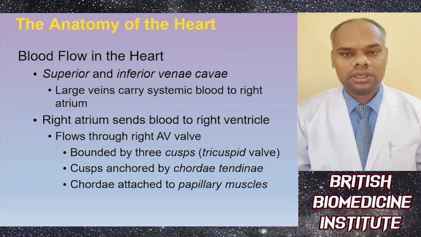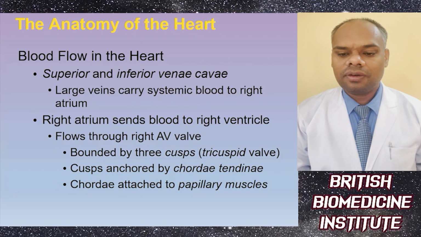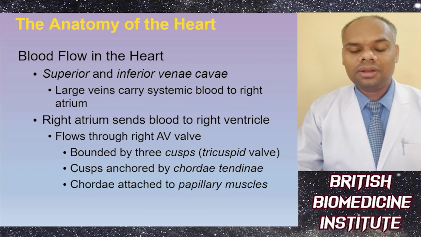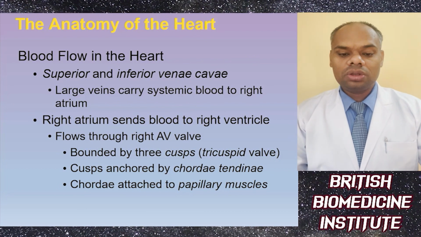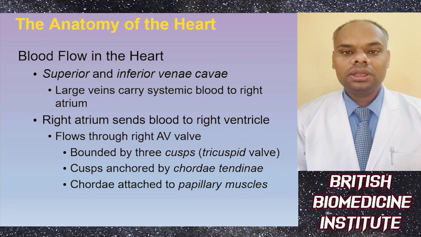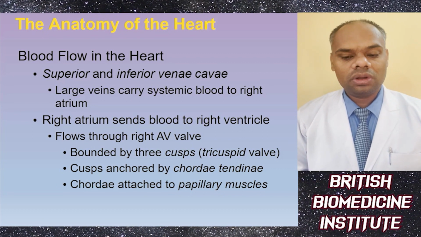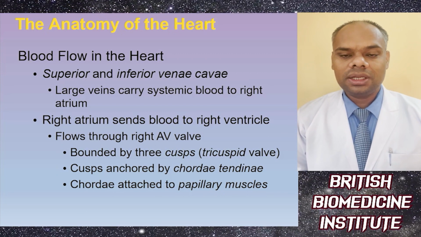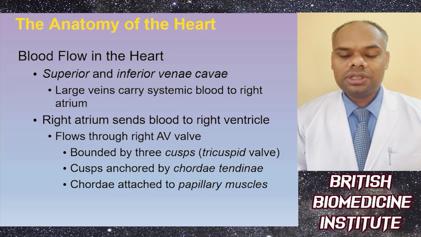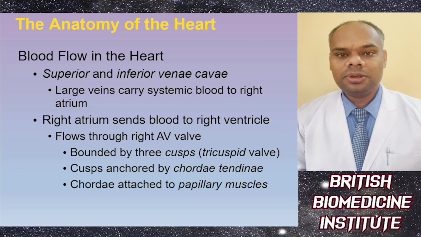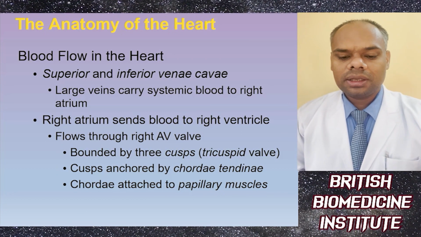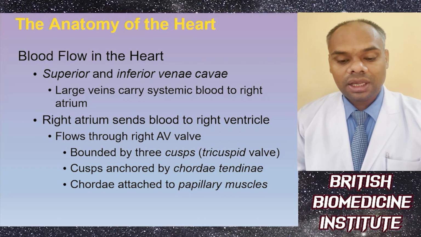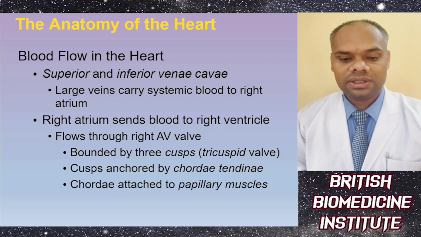So, blood flow in the heart. The superior and inferior vena cava, the large veins, carry the systemic blood to the right atrium. The right atrium sends the blood to the right ventricle. It flows through the right AV valve, which has three cusps, the tricuspid valve, and the cusps are anchored by the chordae tendineae, which are attached to the papillary muscles.